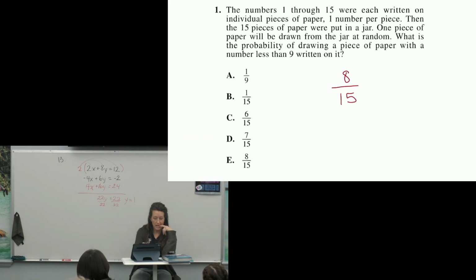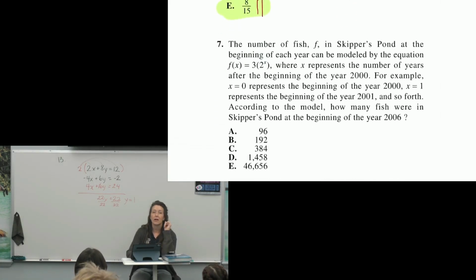What do you think? There's a couple votes for E. So total there are 15 pieces of paper, right? Number less than 9, not equal to 9, so then it would be 8 out of 15. E. All right.